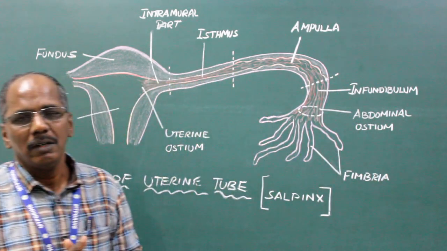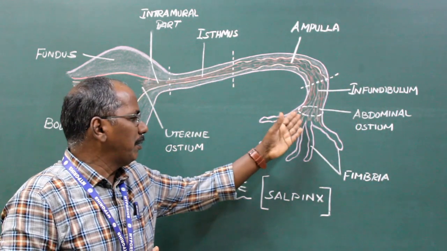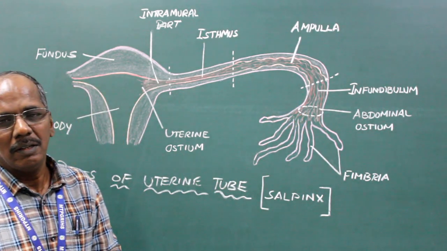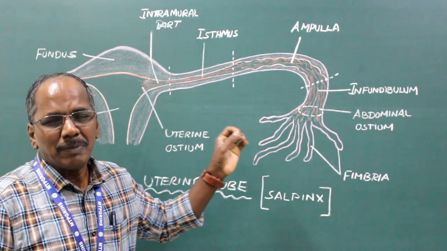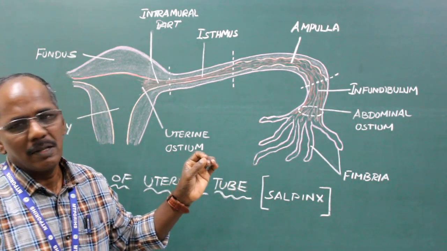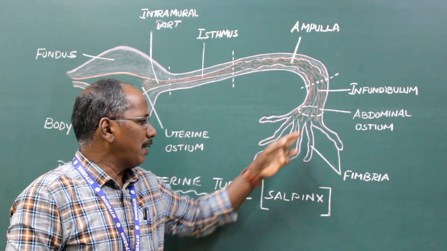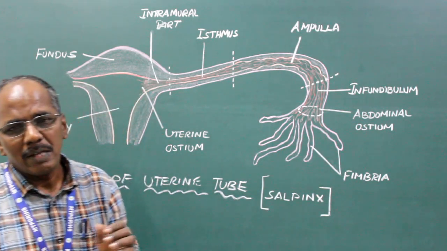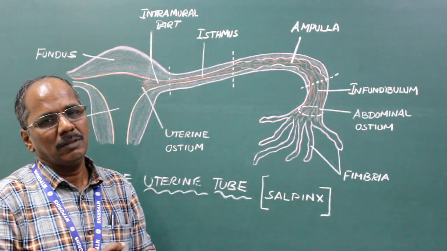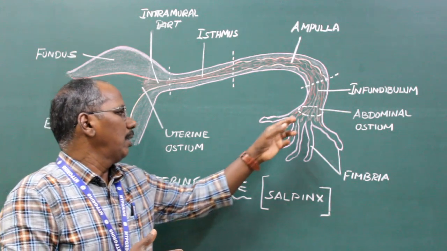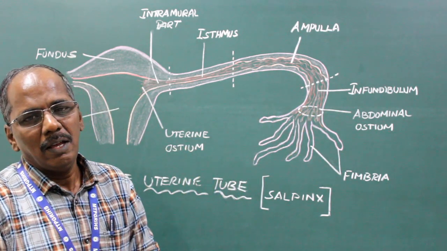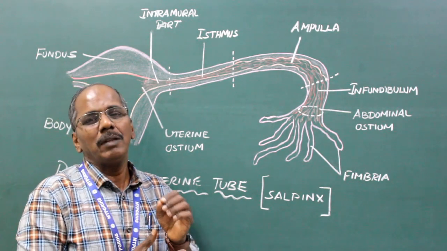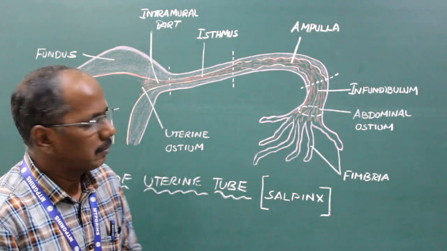Lateral end. The lateral end, or fimbriated end, is curved and possesses finger-like projections known as fimbriae. The abdominal ostium, that is the lumen of the lateral end, is about 3 millimeter in diameter.